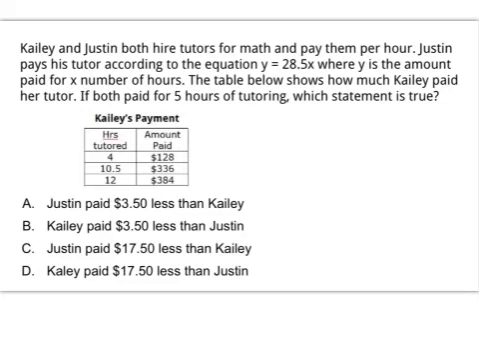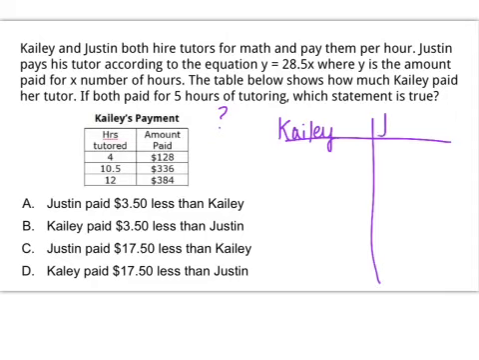So I've read the problem at least. I need to identify my question, which is just looking at the answer choices to figure out which one is true. I know that they are both paying for 5 hours. So I'm going to need to compare and find out how much each paid for 5 hours using the equation and constant rate. Justin's equation is given to us.